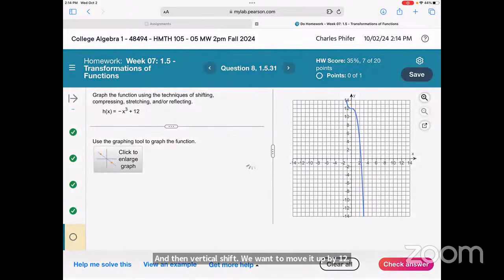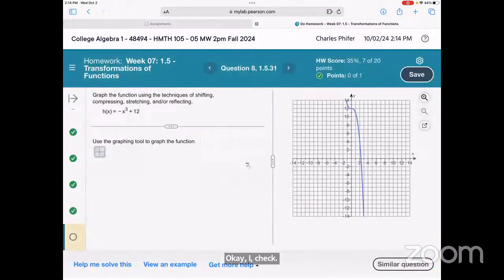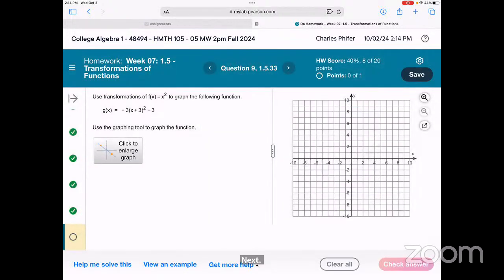Next. I might be moving too fast, but it'll be okay. So we're almost already halfway.